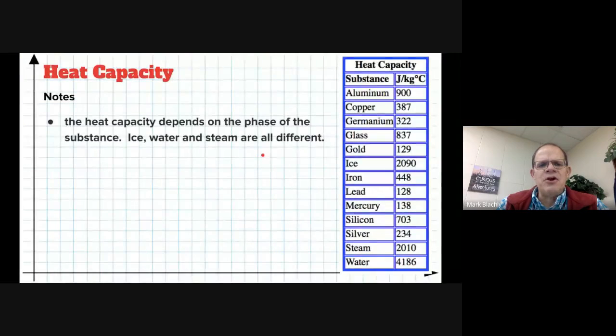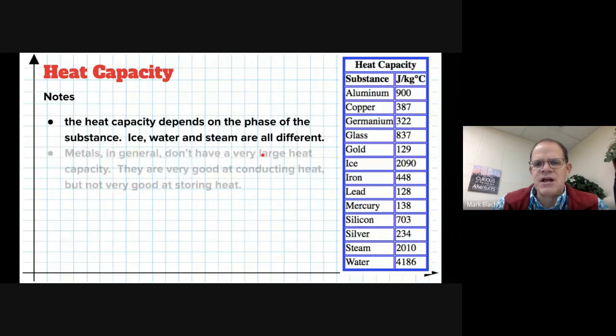So a couple of other notes. Just be careful when you're solving problems. The heat capacity of ice is different than the heat capacity of water, which is different from the heat capacity of steam. So make sure when you're solving a problem, if I tell you it's ice, don't use 4,186, okay? Make sure you have the right phase, solid, liquid, or gas.